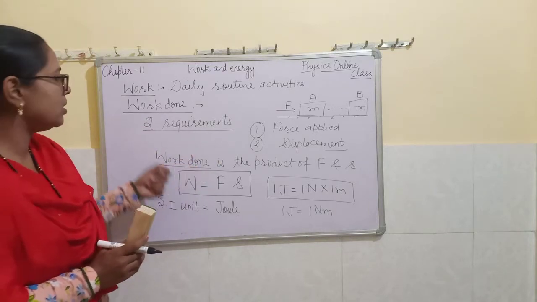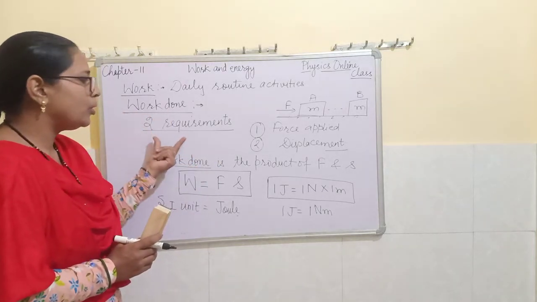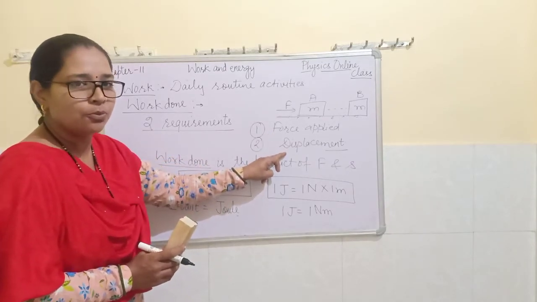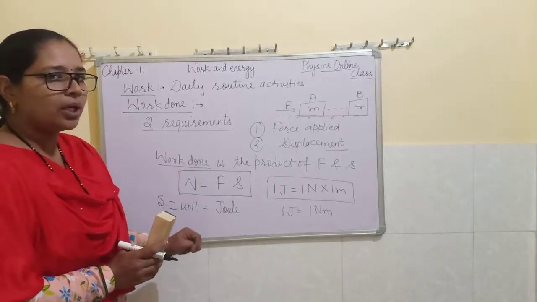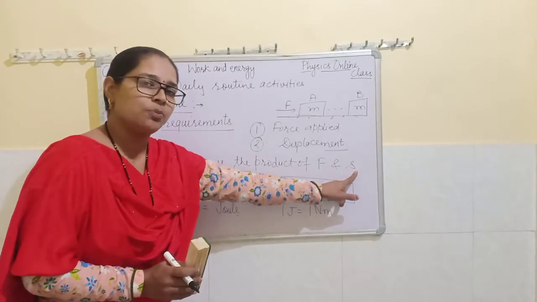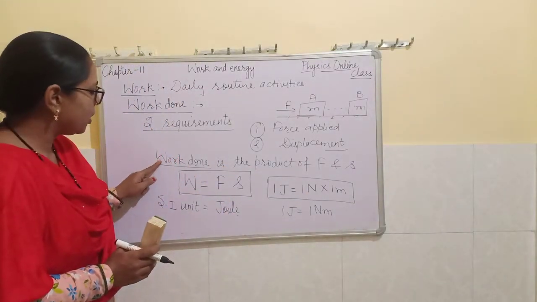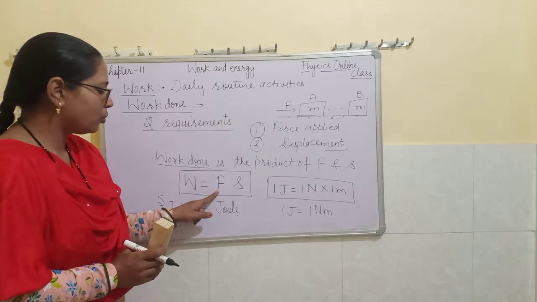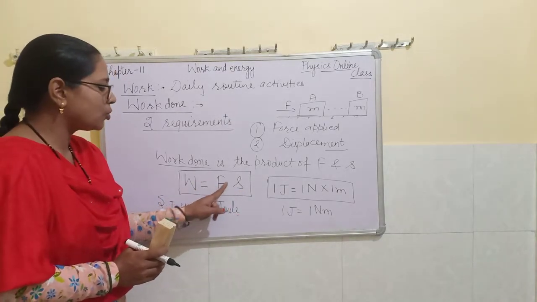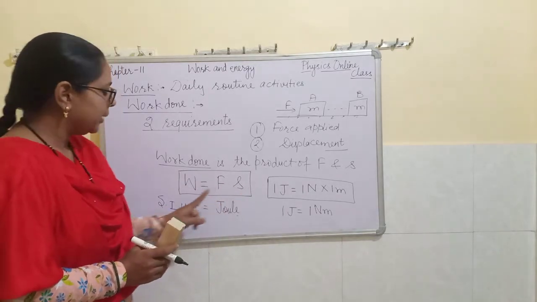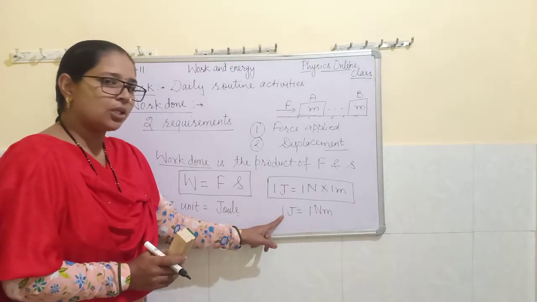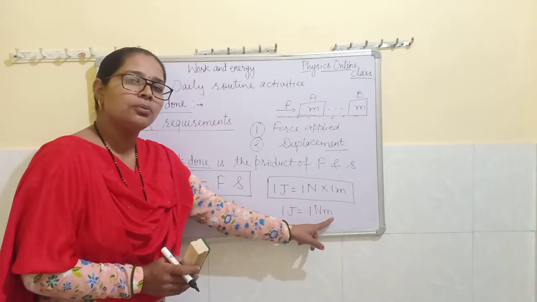Let's take a quick revision. What is work done? For doing work we need two things, force applied and the displacement. And how will we calculate work done? Work done is simply the product of force and displacement. We will represent work done by capital W, force capital F, displacement S. So work done is force into displacement. The SI unit for work done is joule, and 1 joule is equal to 1 Newton meter.